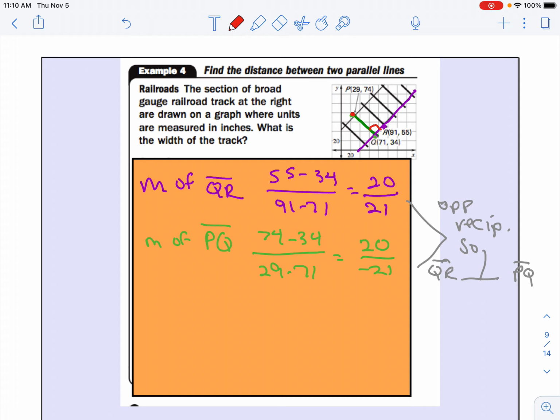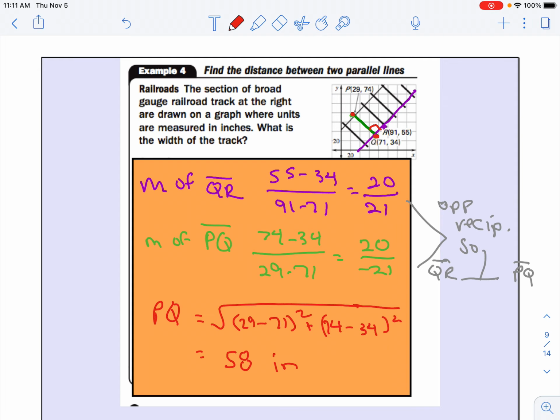So now we can just use points P and Q to find the length of the segment. To find PQ, remember capital P, capital Q means the length of the segment or the distance between the points. Using the distance formula, we take the difference in the x's, 29 minus 71, plus the difference in the y values, 74 minus 34. We square both, add them together, and then take the square root of all of that, which gives us 58 inches.